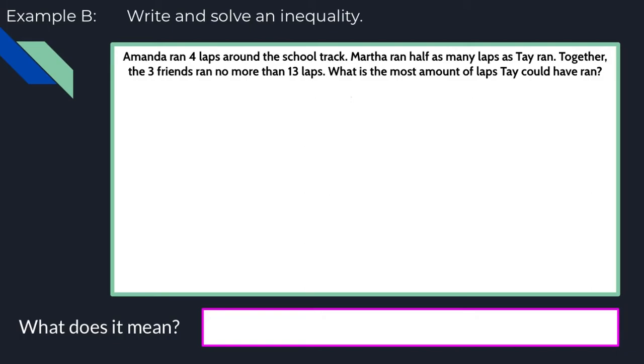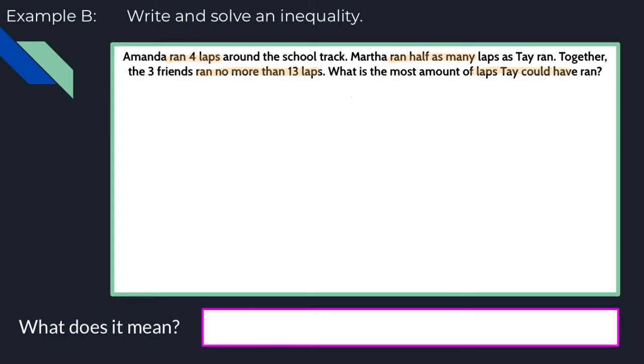First thing we need to do is highlight our important information. Amanda has run 4 laps. That's important. Martha has run half as many. That's important. Together there are 3 of them, which we know, and the friends ran no more than 13 laps. So the no more than is going to be important. What is the most amount of laps that Tay could have run? Those are our important pieces of information.